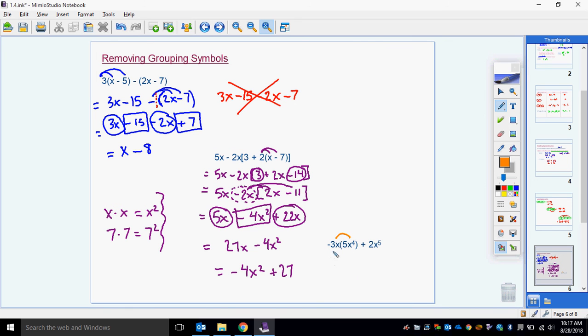Remember, we multiply coefficients, so negative 3 times 5 would be negative 15. And if I'm multiplying an x times x to the fourth, well, x to the fourth means x times x times x times x. How many x's are being multiplied? 1, 2, 3, 4, 5. That's x to the fifth.